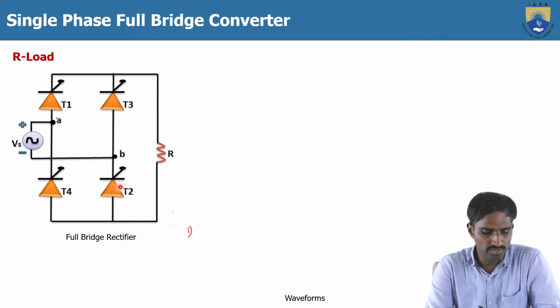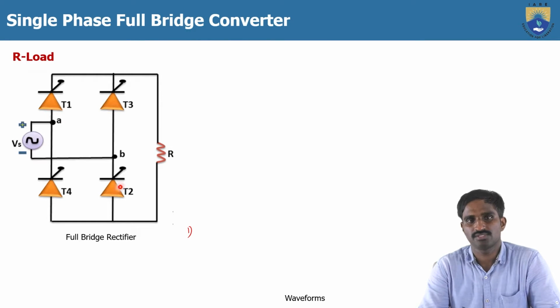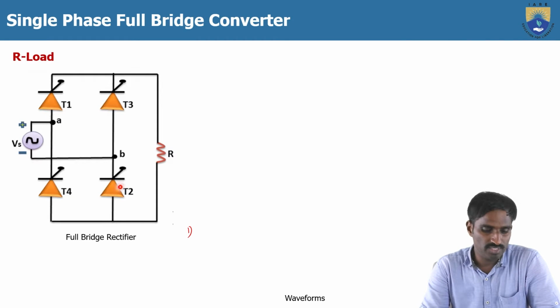Otherwise, if the two thyristors in the same leg turn on during the same period, if T1 and T4 are turned on, then a short circuit will occur across the load, so that the load will get damaged. Suppose you consider an RLE load, which is nothing but a DC motor, then the DC motor will be damaged. To avoid that, in each leg only one thyristor should be turned on at a time.